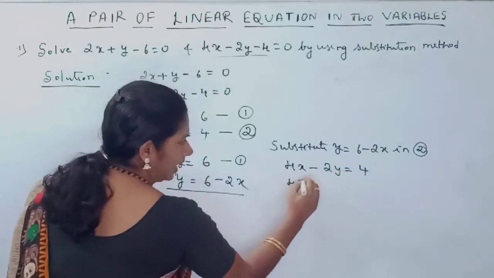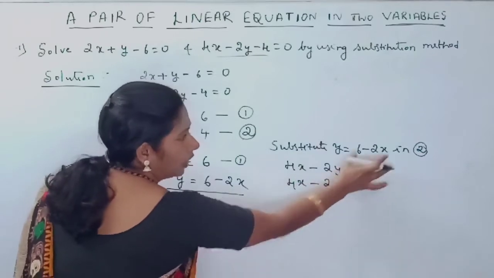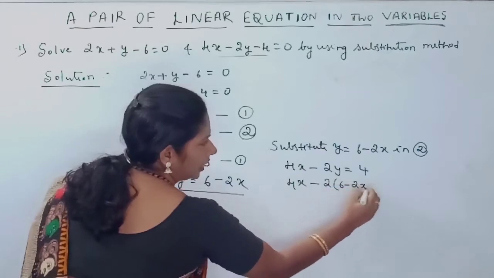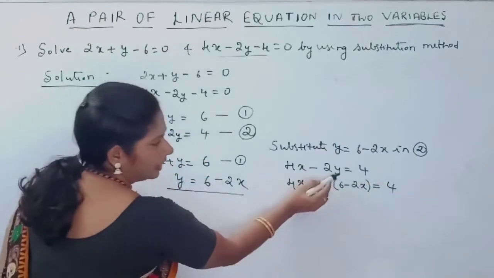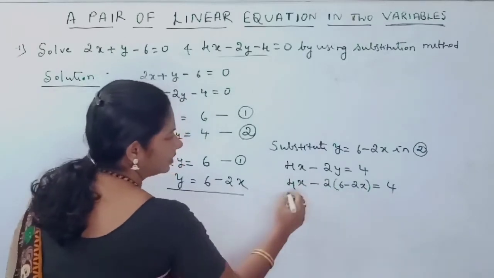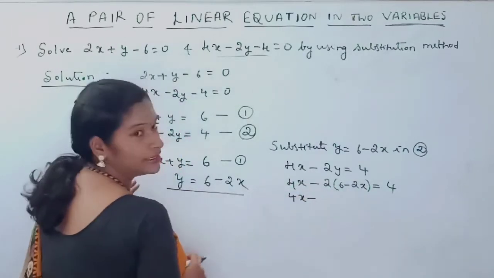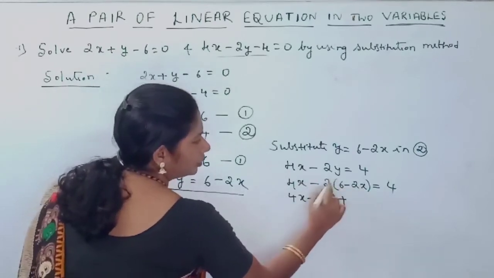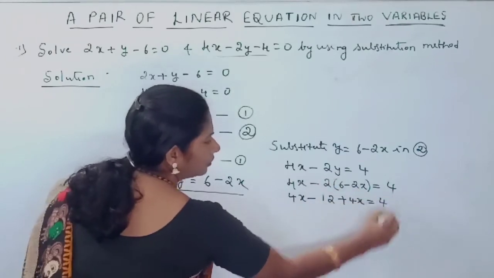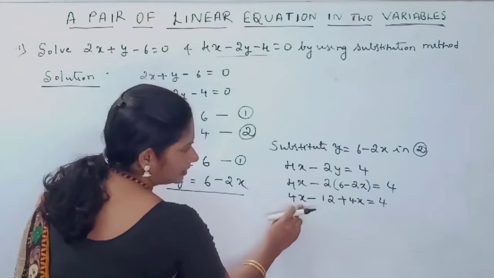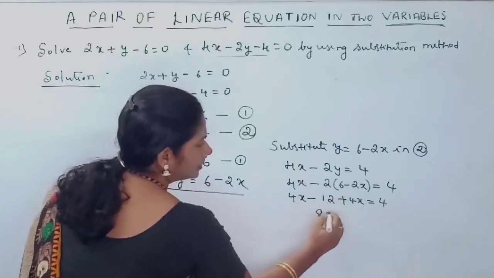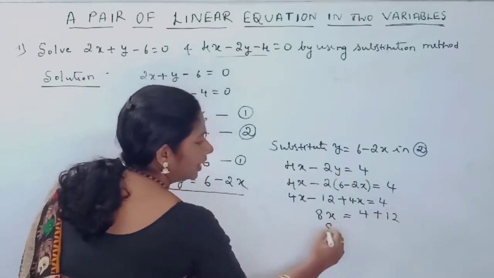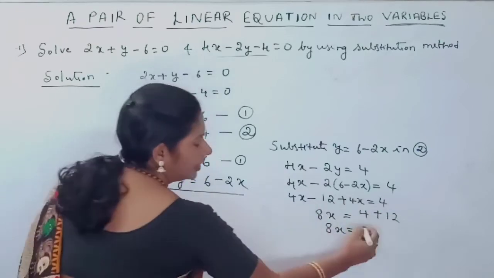Now 4x, write as it is, minus 2. In place of y you have to substitute 6 - 2x, equal to 4. Next step, 4x minus, let us simplify, 2 sixes are 12, minus of minus plus, 2 twos are 4x, equal to 4. Now here 4x plus 4x is 8x, minus 12 you transpose to the right hand side. It becomes 4 plus 12. So 8x = 4 + 12, it is 16.